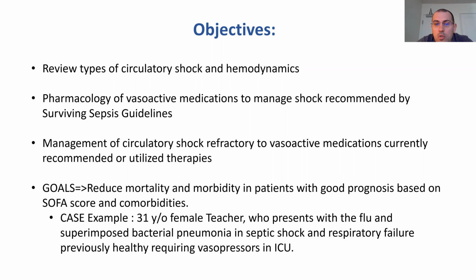Our goals here, of course, are to reduce mortality and morbidity in patients with a good prognosis based upon the SOFA score and their comorbidities. To do this, we'll interweave a case example throughout this talk, of a 31-year-old female teacher who presents with flu and superimposed bacterial pneumonia in septic shock and respiratory failure, who's previously healthy and now is requiring vasopressors in the ICU.